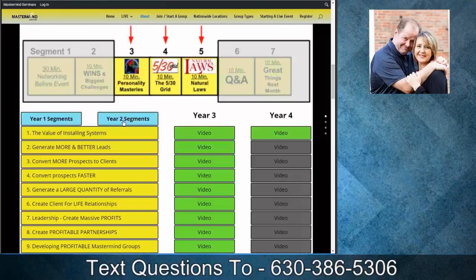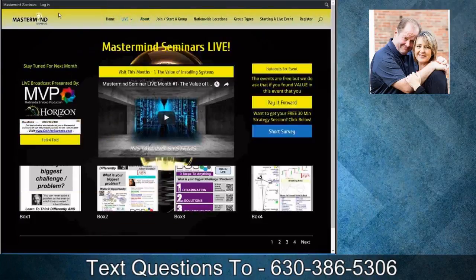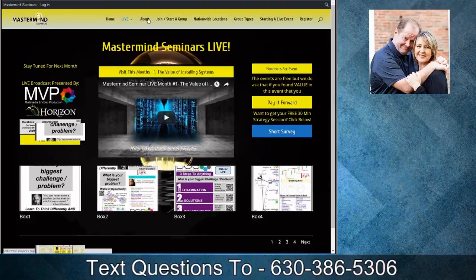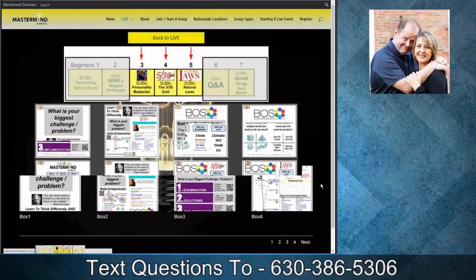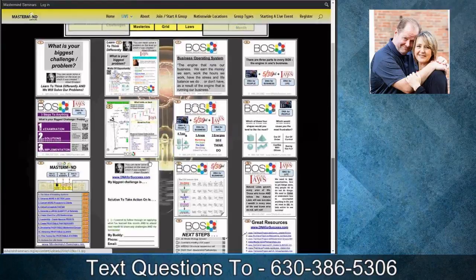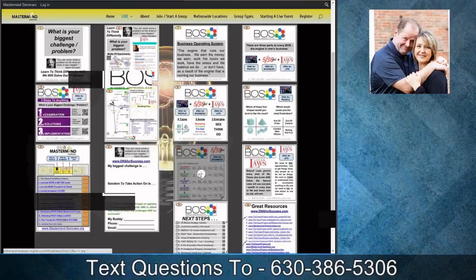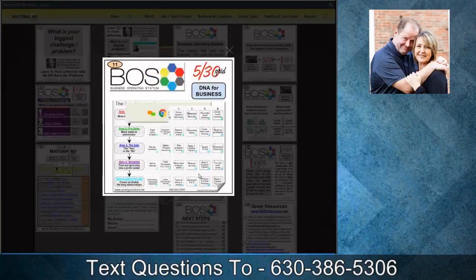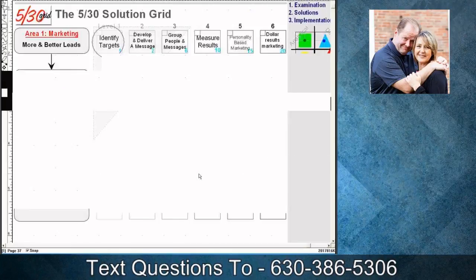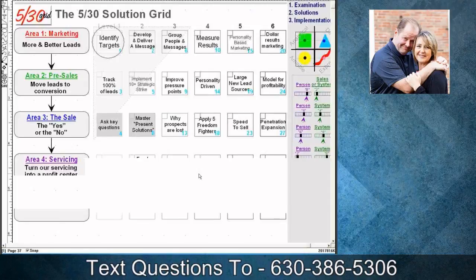530 Grid. And if we go again to mastermind-seminars.org/live, you're going to see in the lower left-hand corner of that front page, it says full fourfold. So the segment that we are on right now is going to be Box 5, which is going to be Box 11, the 530 Grid. And again, this is a DNA for business.